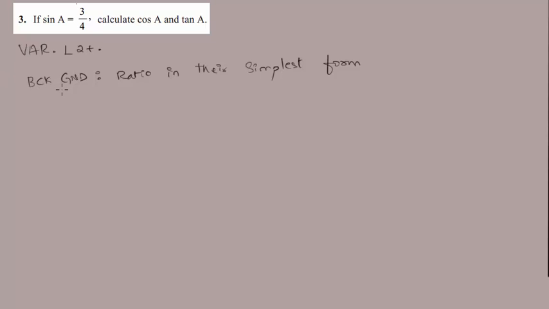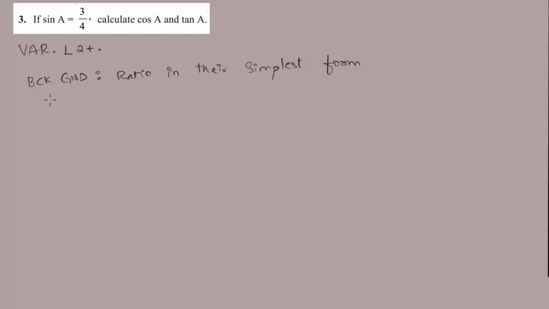BCKGND means background. What is it that you have to know before you start off with this topic or this question? Ratio in their simplest form. You need to know this before you start off with the topic.